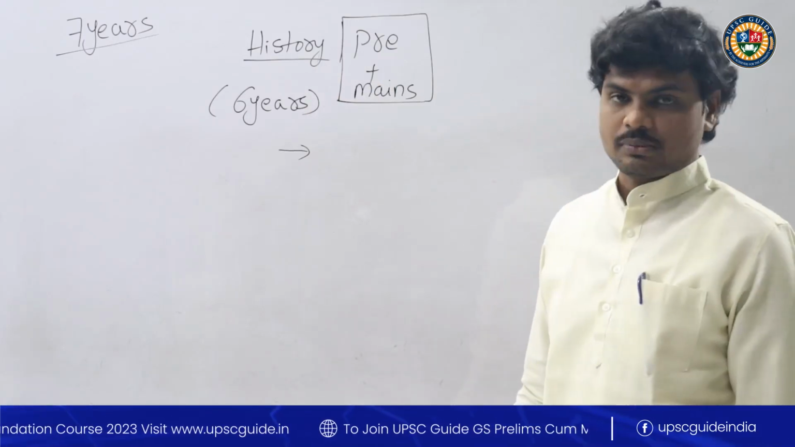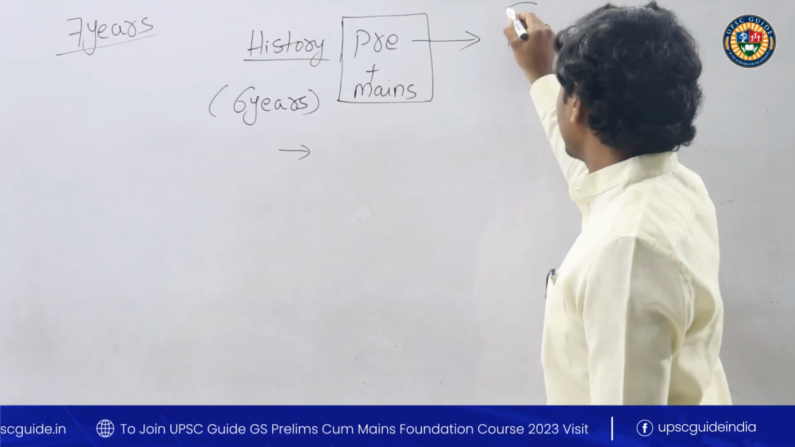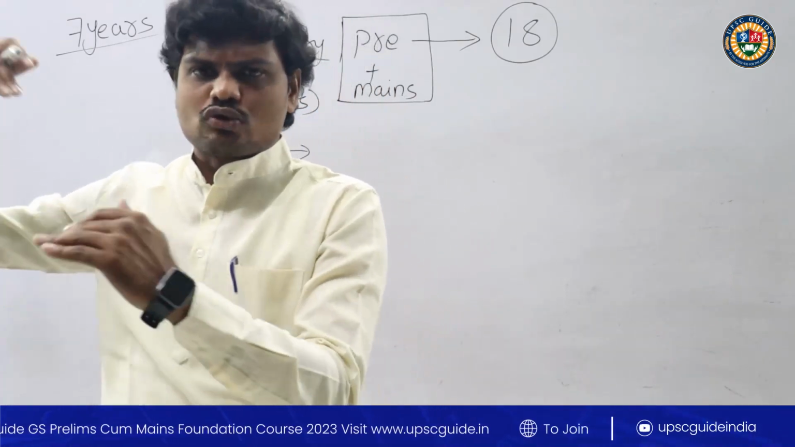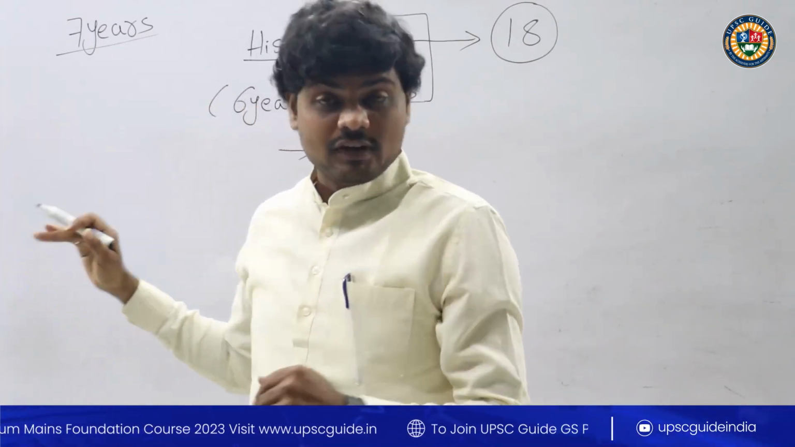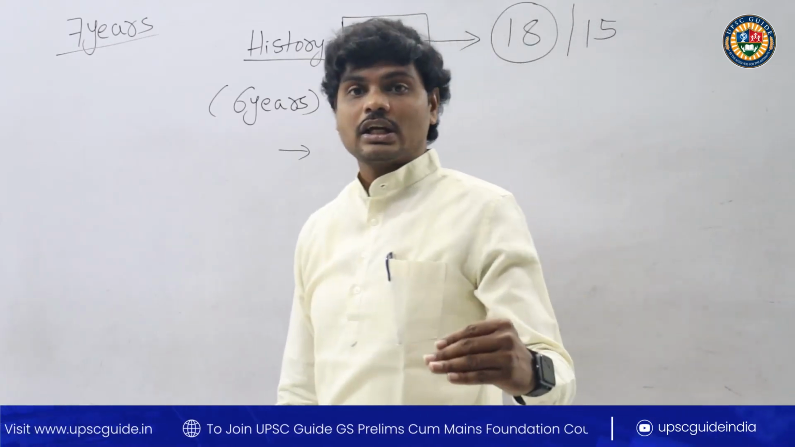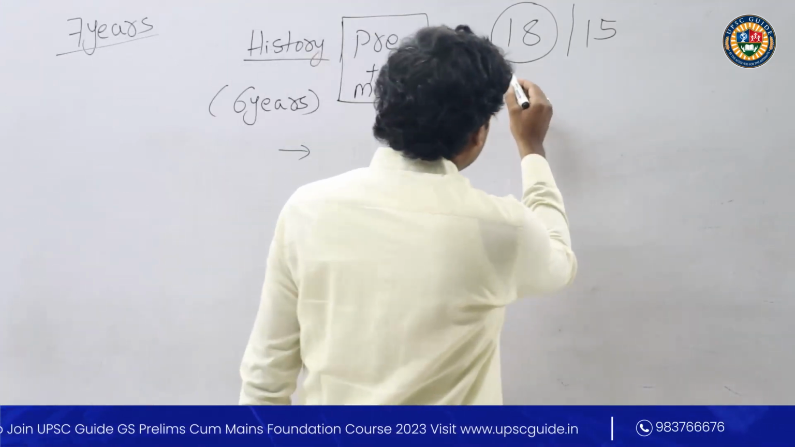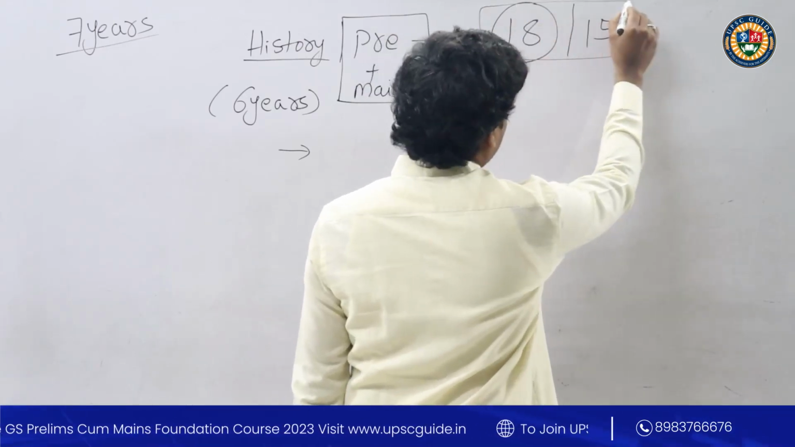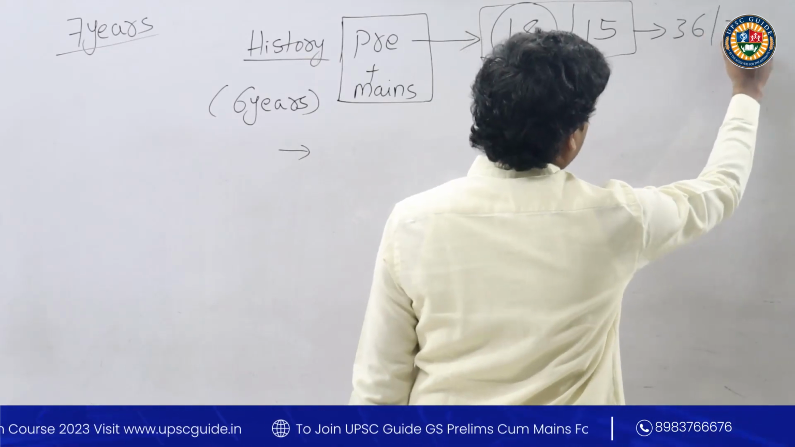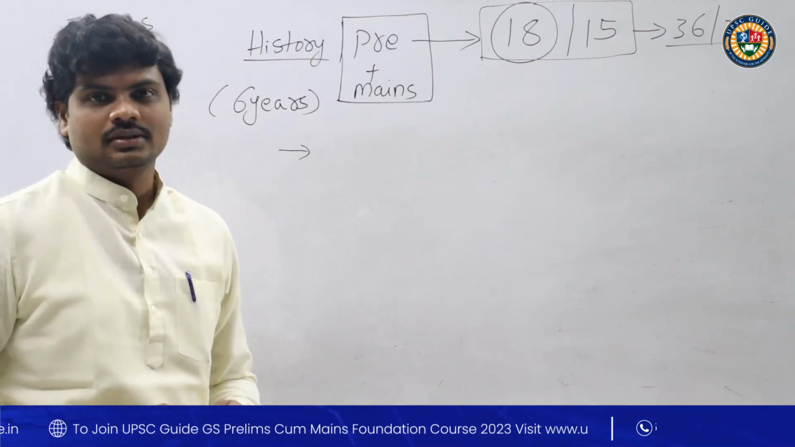Even if you take the average of 6 years of question papers, in the preliminary context you are going to get 18 questions. Taking the minimum, I am not saying 22 or 20 questions, even if you reduce it, the least possibility is around 15 questions in your preliminary section. And 18 to 15 questions means around 36 to 30 marks. Look at this value, 36 to 30 marks.